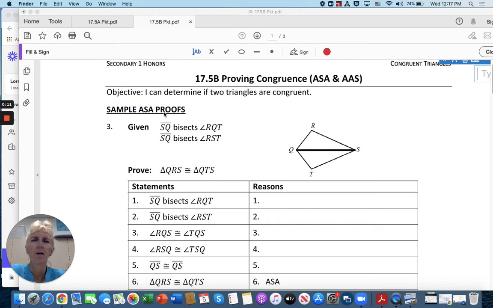So we're going to start with number 3, and this is page 259, and our objective today is I can determine if two triangles are congruent. And here's a couple of sample angle side angle proofs.